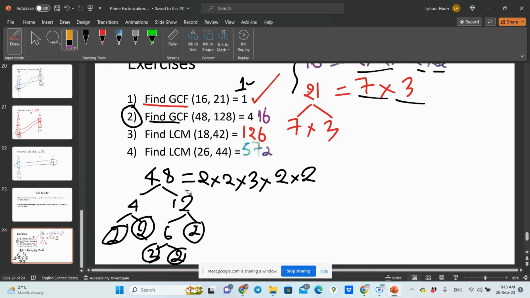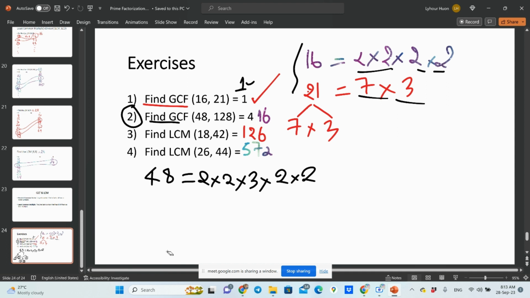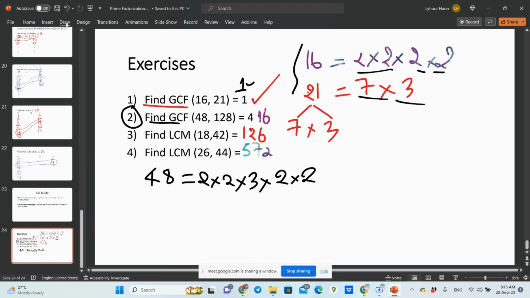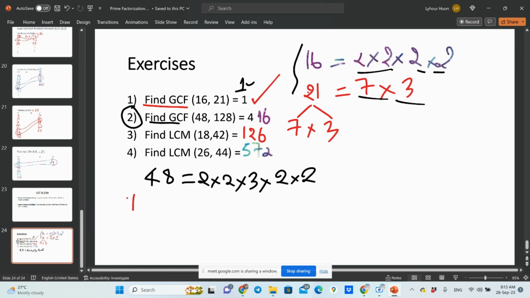Okay, let's do number 128. Now 128 consists of... Oh, this one's hard, huh? Wait, let me find my paper.